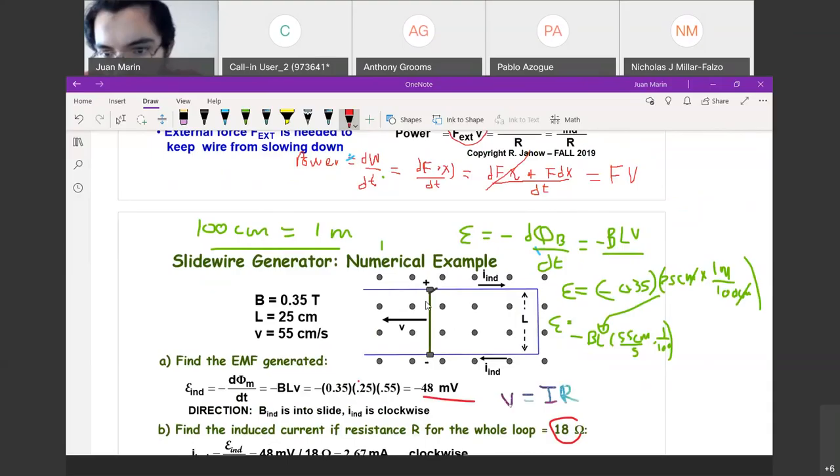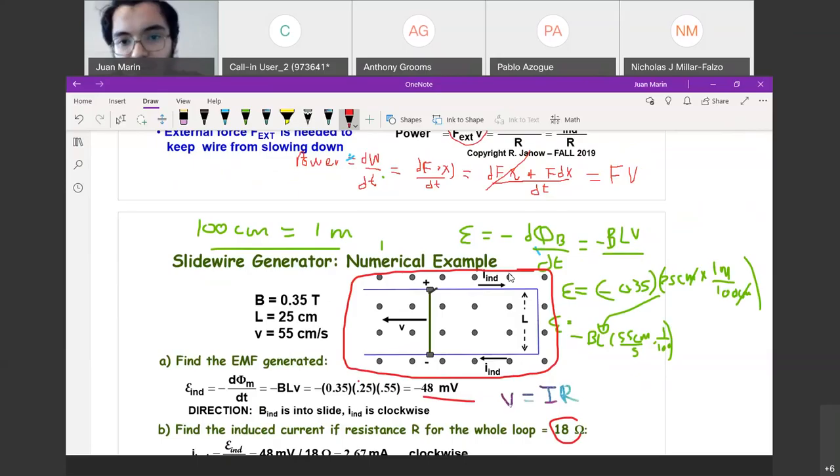So now the question is, what direction is it going? Well, that depends on Lenz's law, right? So think about the magnetic field that's in the diagram over here. The magnetic field goes in which direction? Well, it goes out of the page, because the dots represent that the magnetic field comes out of the page. It's constant, right? What changes is the area.